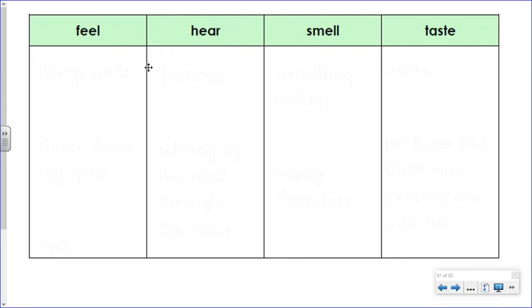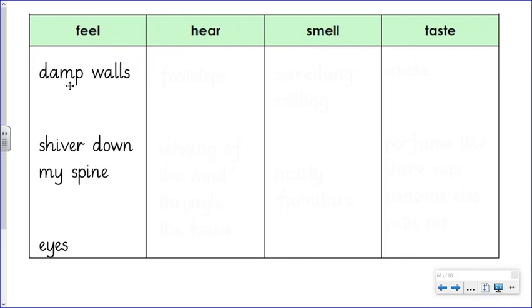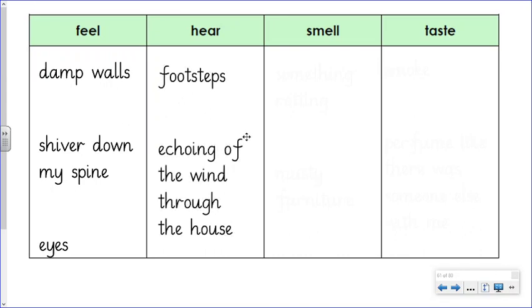Okay, what did you come up with? I'm going to reveal what I've written down in my table. So if you've not got these ideas, add them to yours. For feel, I've written damp walls, a shiver down my spine, and then I've also written eyes, because I think that when you are walking through this abandoned house, you might be able to feel like eyes are watching you. For hear, I've got footsteps, and I've also got the echoing of the wind through the house, because there's no doors or windows on this house. So if the wind blows through, it's going to go right through and definitely make a whistling echo noise.